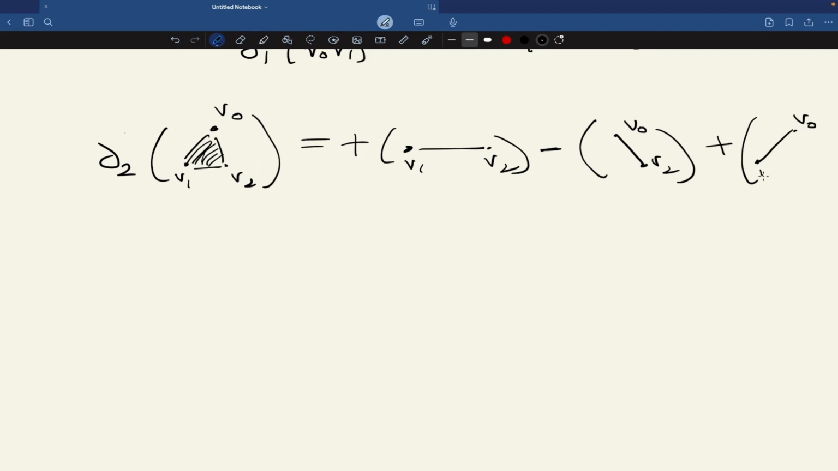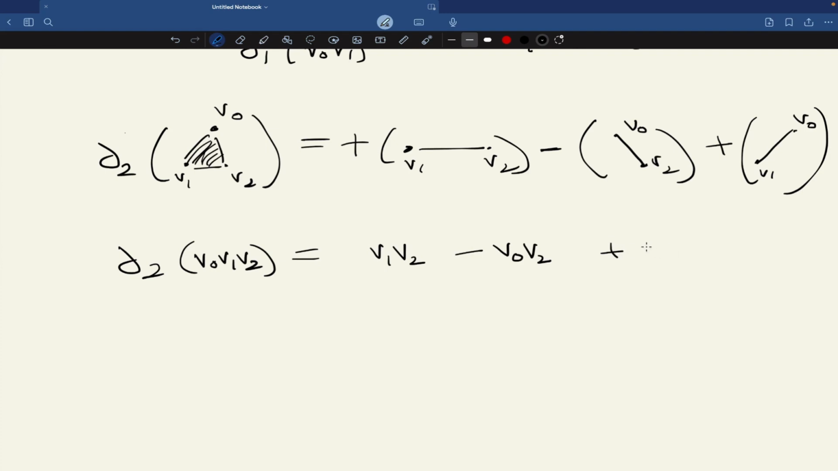And instead of writing this with these pictures, you can just write del 2 of v0 v1 v2 equals v1 v2 minus v0 v2 plus v0 v1.